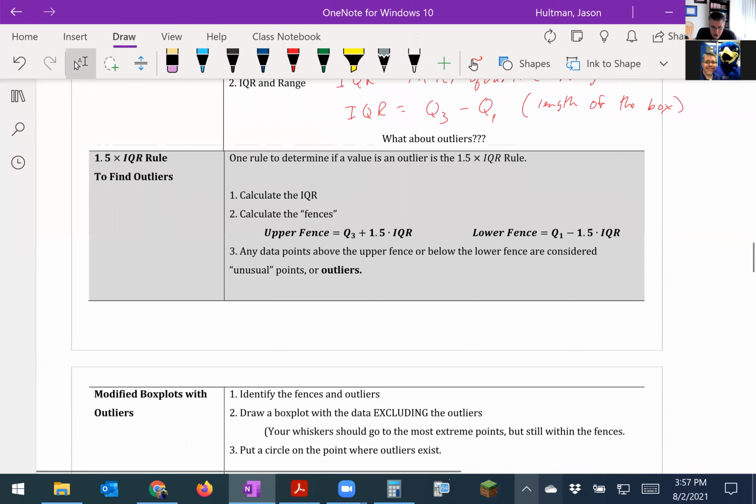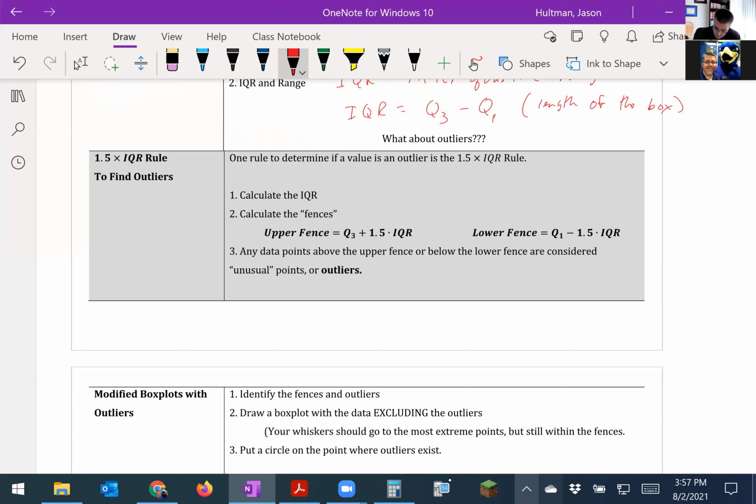Okay, how do we find outliers? What is an outlier and how do we find them? Well, in order to define an outlier, it has to be at least 1.5 times farther from the quartiles, and that length is 1.5 times bigger than the IQR.